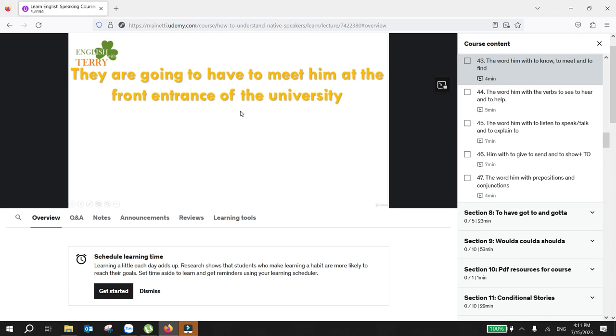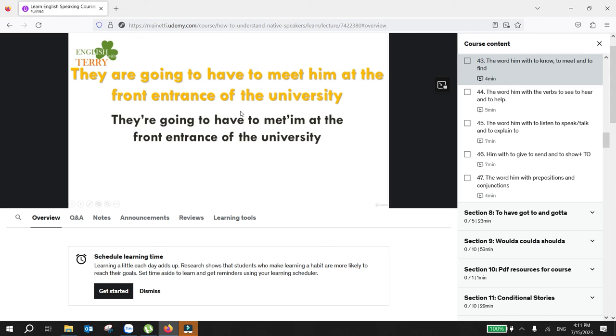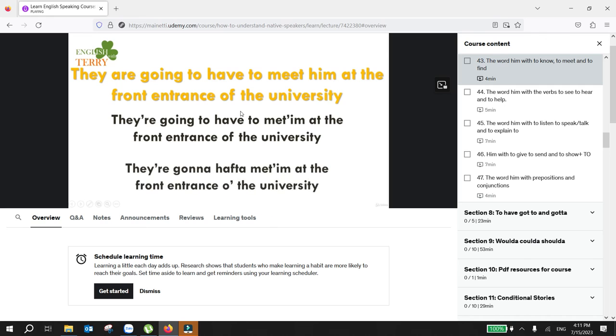They are going to have to meet him at the front entrance of the university. They're going to have to meet him at the front entrance of the university. They're gonna have to meet him at the front entrance of the university.